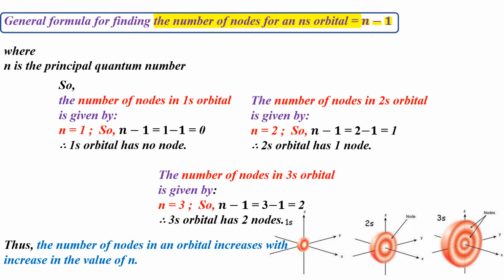So the answer you get when you substitute the value of n in n minus 1 is 1. So 2s orbital has one node only. And this is also evident from the graph plotted for 2s orbital. There is only one node, isn't it?